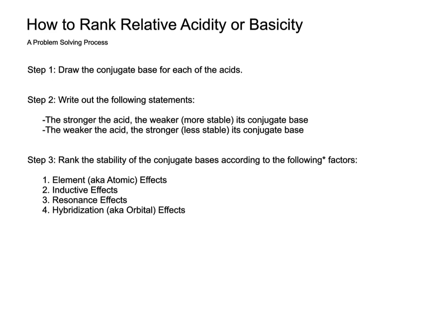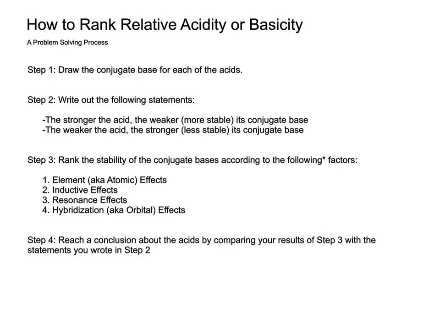Step 3 is to rank the stability of the conjugate bases according to the following factors: element, also known as atomic effects, inductive effects, resonance effects, and hybridization, sometimes called orbital effects. We'll go through what each of these are later in the video. Last up, we're going to reach a conclusion about the acids by comparing our results of step 3 with the statements that we wrote in step 2.